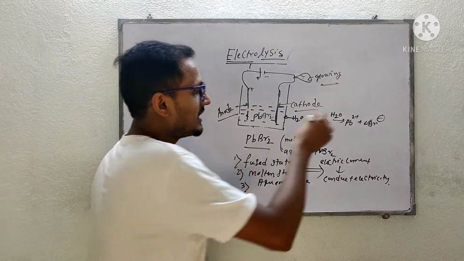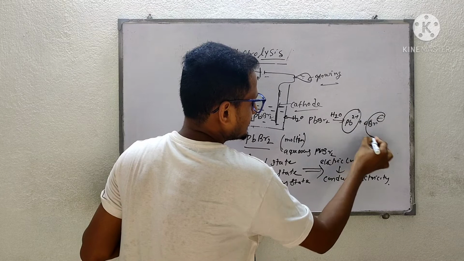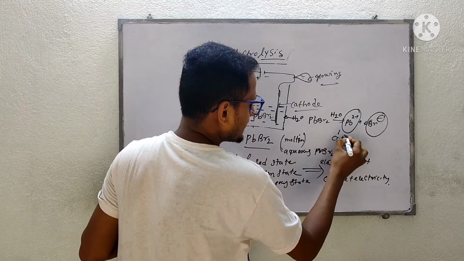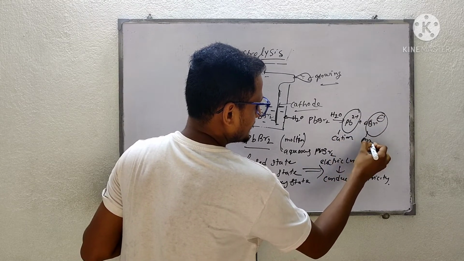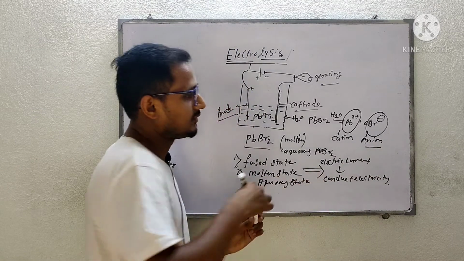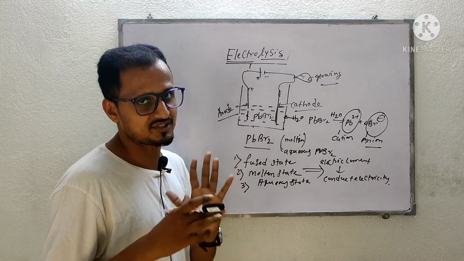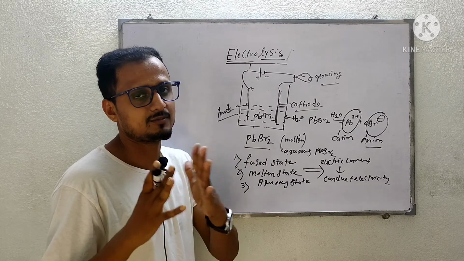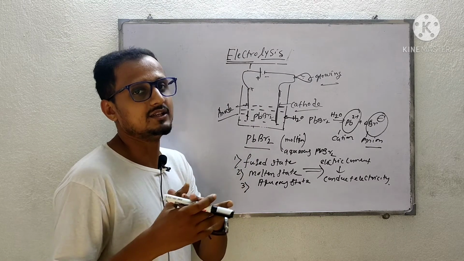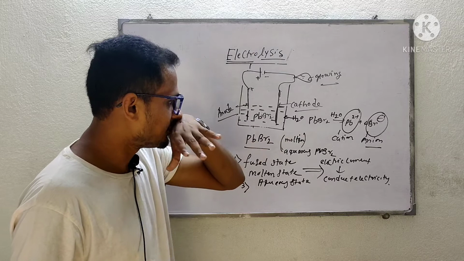Okay, now these are the ions. This one is called cation and this one is called anion. I am going to describe the whole electrolysis process, that means the actual electrolysis process. So I am going to try this one.